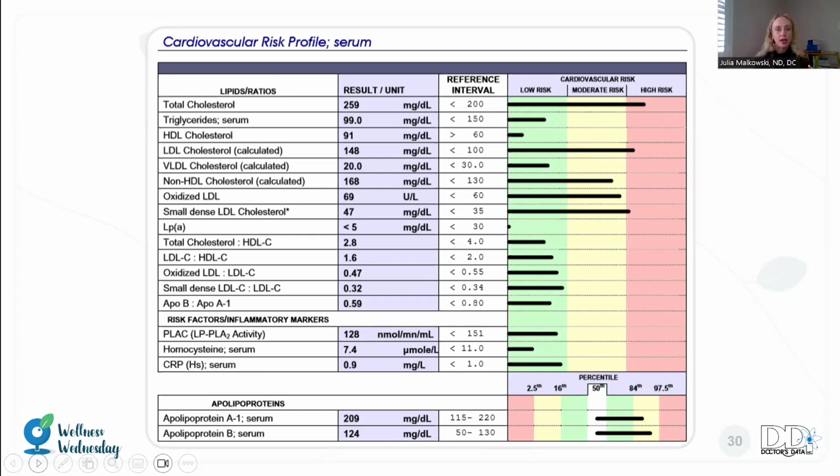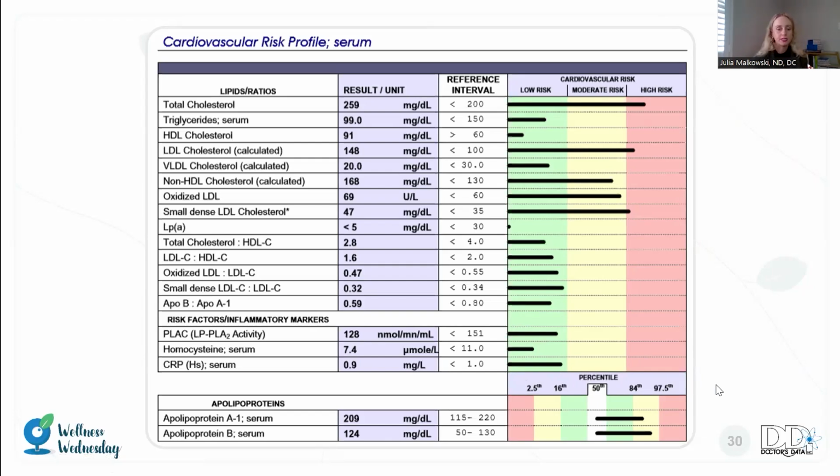Their HDL looks excellent at 91. Now that LDL is certainly too high at 148. Additionally, we see, remember that non-HDL cholesterol, we talked about how important that is, and the oxidized and the small dense LDL. So those very important risk factors are too high for this individual. Going further down, we can see, thankfully, that the plaque is within range, the homocysteine is within range, and so is the high sensitive CRP.